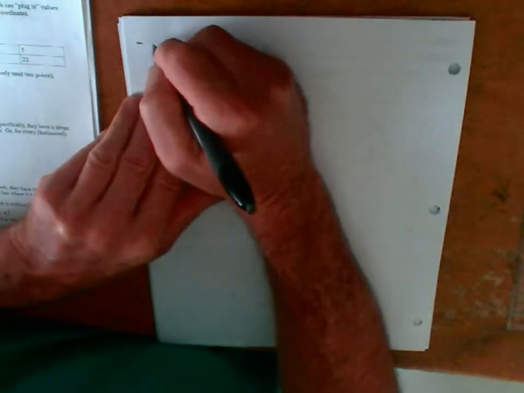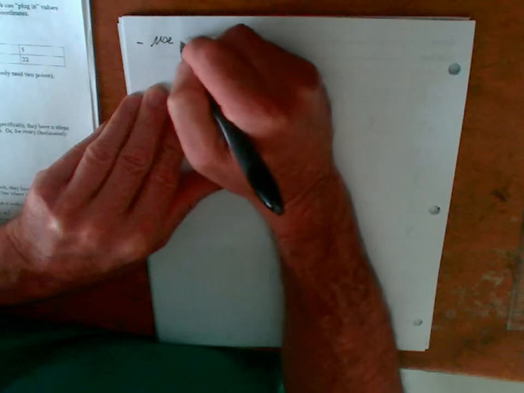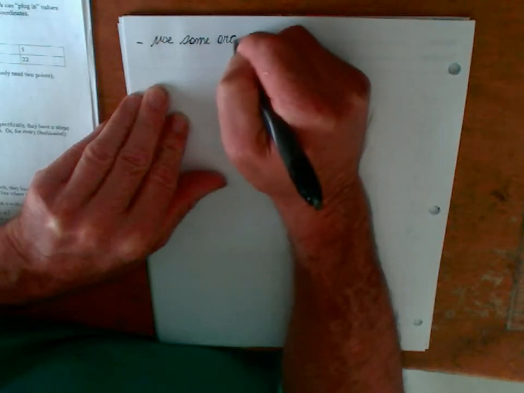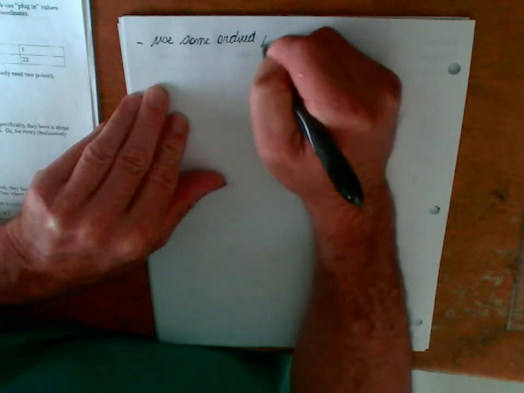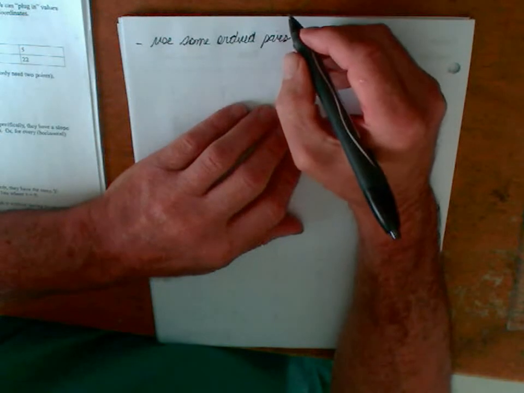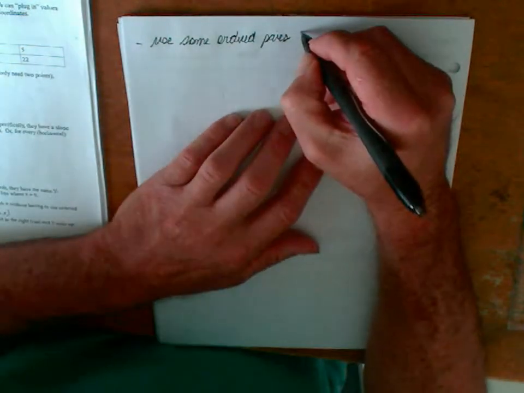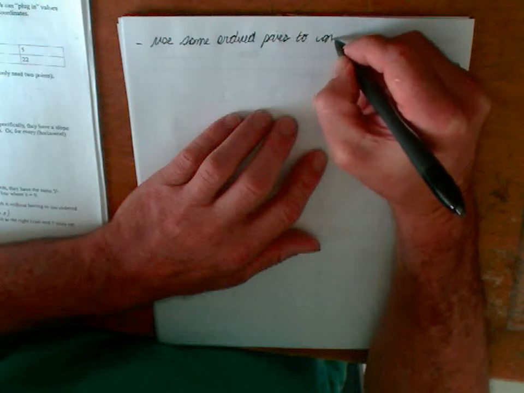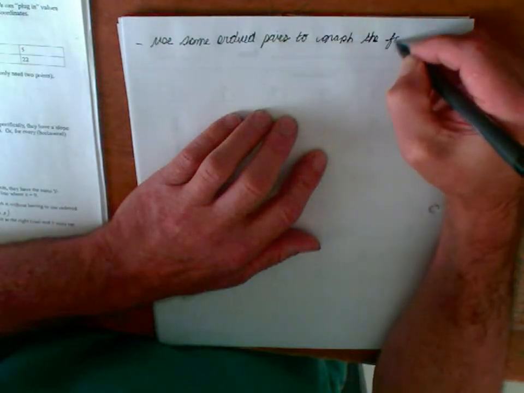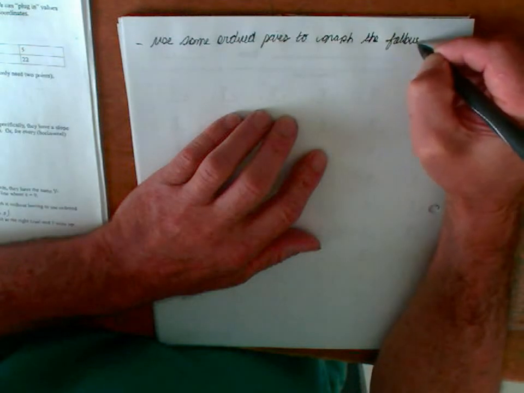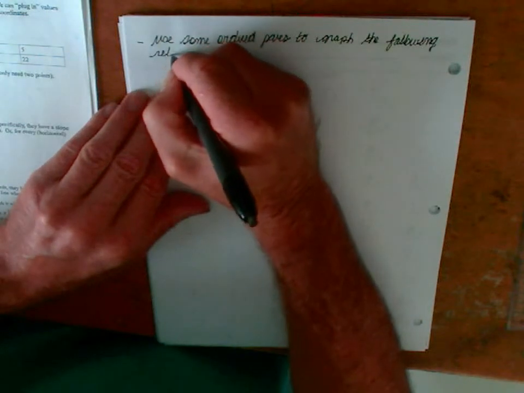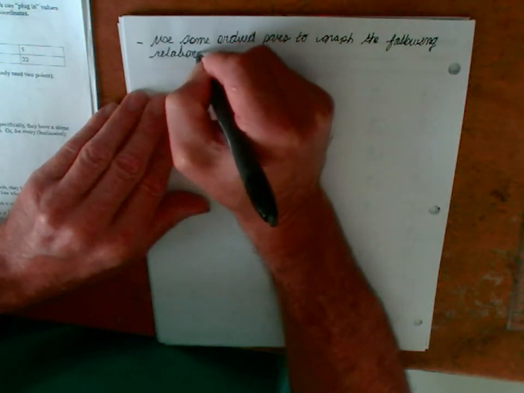Okay, our next part we're going to say, let's use some ordered pairs to graph the following relations. It's just what we did, except they're going to be slightly different lines.